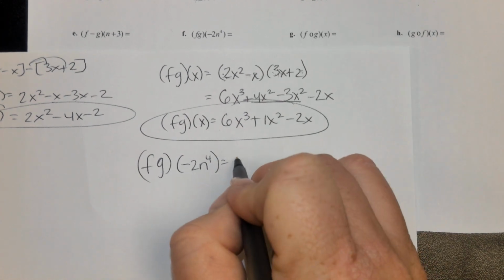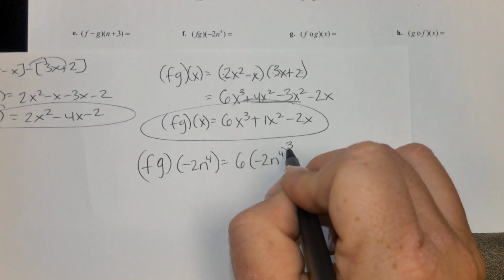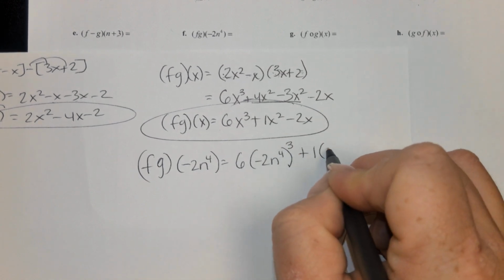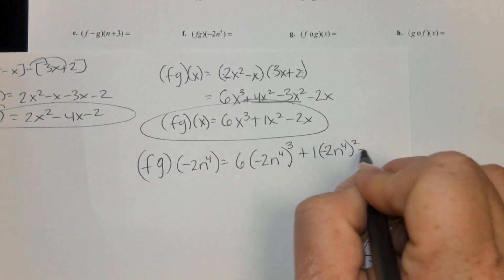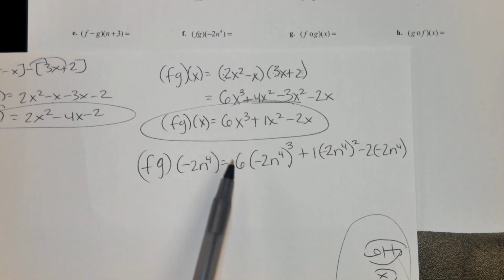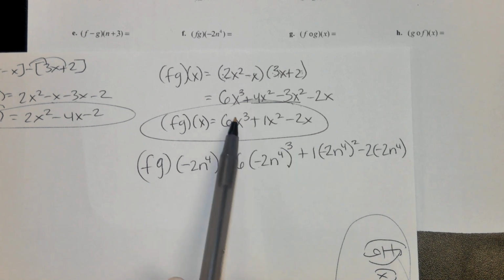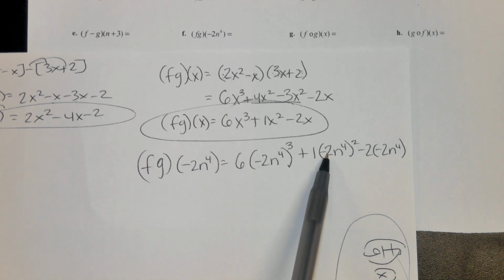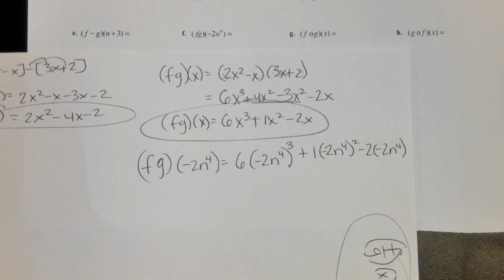Wherever I see it here, I have 6 times negative 2n to the fourth cubed plus 1 times negative 2n to the fourth squared minus 2 times negative 2n to the fourth. Let's just make sure I wrote that down right. There's my 6. I substitute in this value for x, and it's cubed, plus 1. There's negative 2n to the fourth squared minus 2 times negative 2n to the fourth. Okay, all of that looks good.